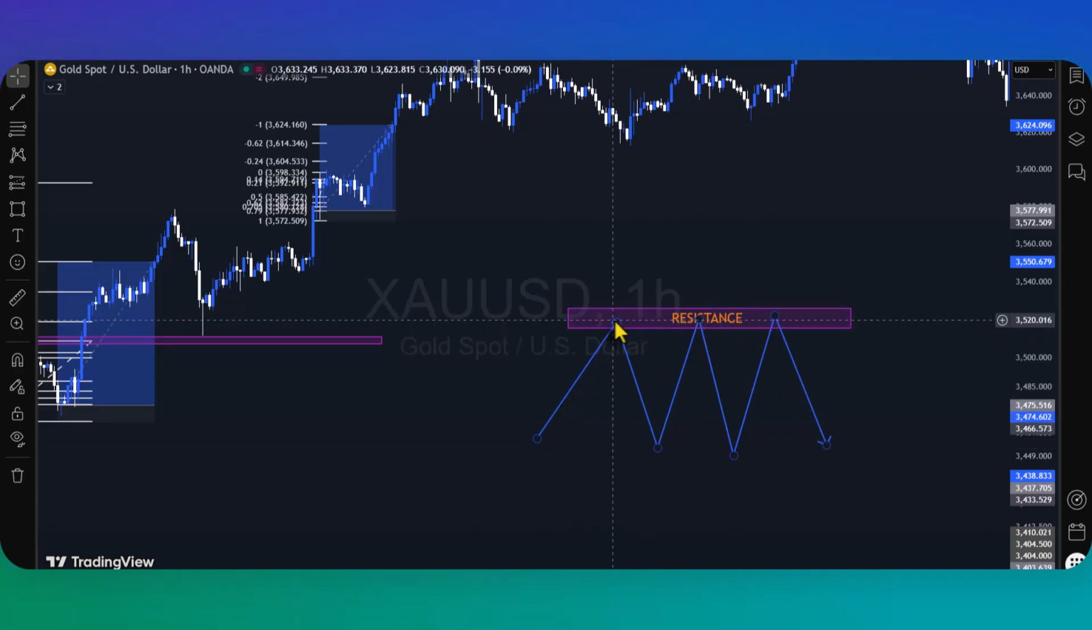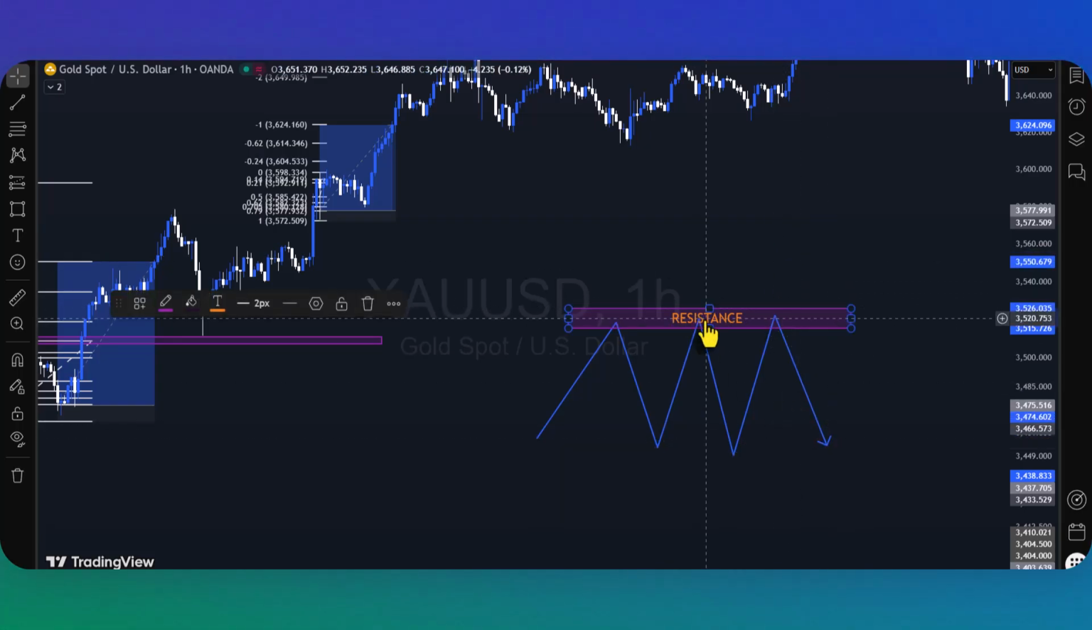Price came to this zone, it went back, it couldn't break out of that zone. It came back, then it came back to that same zone, but it couldn't break out of that zone. It just went back down. It came back again and it couldn't break out of this zone. It came back. Now this is a resistance level.